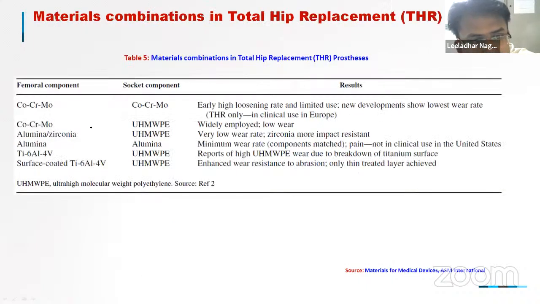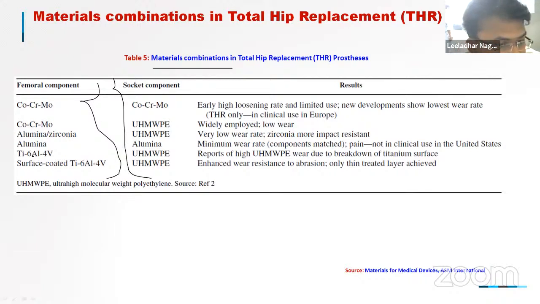Once again, we have this material combination in total hip replacement prosthesis. These are the femoral components, and these are the socket components. UHMWPE, ultra high molecular weight polyethylene, is a very important biocompatible material which is used in the biomedical field.